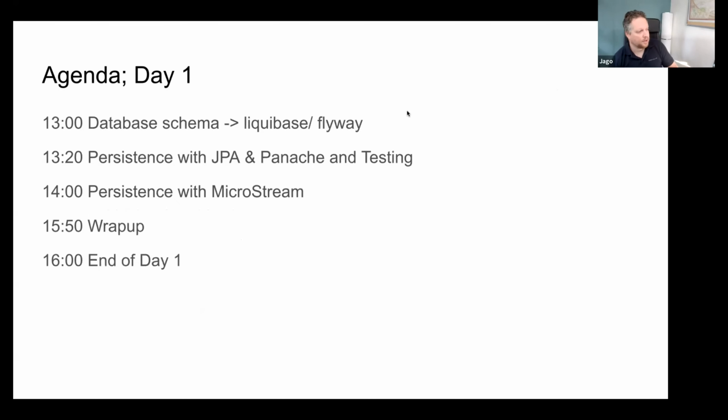Then we're going to use Liquibase or Flyway to create a database schema or any other database script that we want to use. Then with that database in place, we're going to use JPA and Panache, and also some unit testing with Panache. We'll get into what Panache is later on. And of course, the MicroStream implementation will also be discussed, hopefully by Rudy. And then we're going to wrap up, and that will be the end of day one.